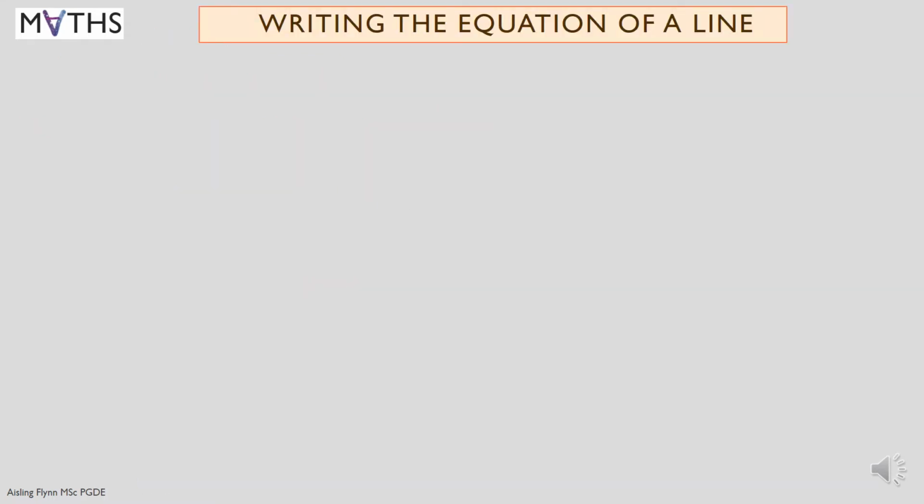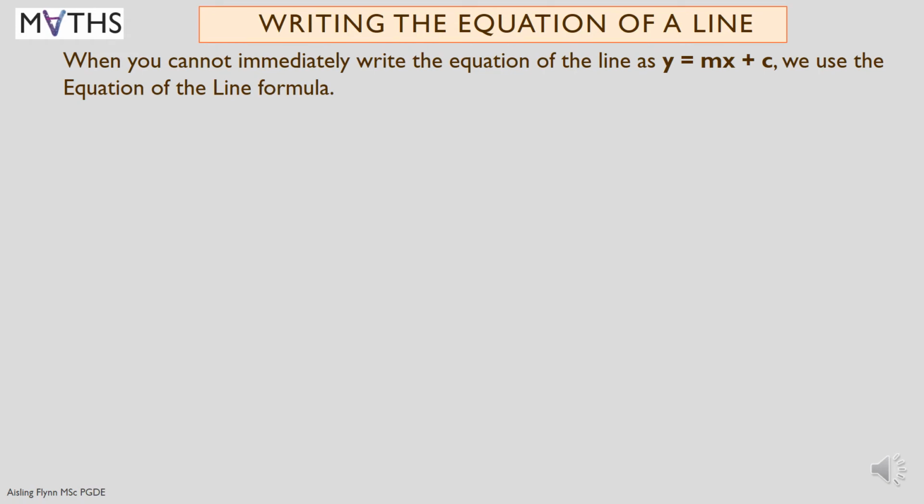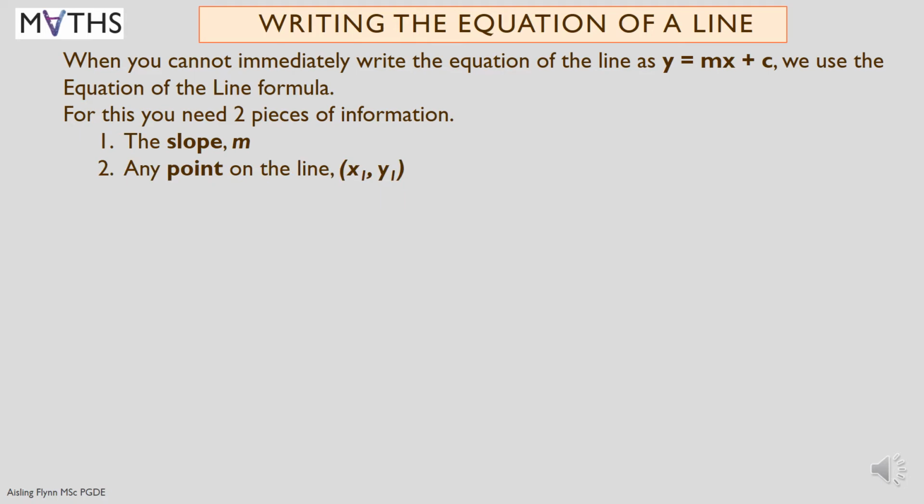Writing the equation of a line. When you cannot immediately write the equation of a line as y equals mx plus c, we use the equation of the line formula. For this, you need 2 pieces of information. The first one is the slope m, and the second one is any point on the line, and we use x1, y1 for that. And this is the equation of a line formula: y minus y1 equals m times x minus x1, and it is available in the formula and tables book. We'll look at that in a minute.